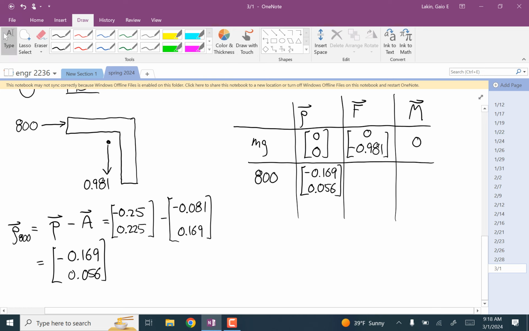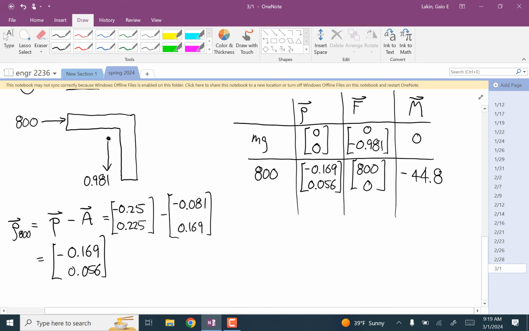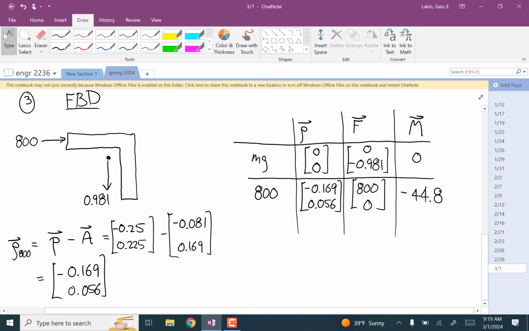Okay, so there's our row vector. And our force vector is positive 800, 0. And the cross product of those is negative 44.8. So now we have all our loads represented. We've calculated our moments.